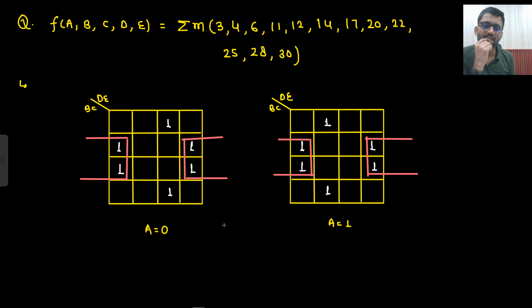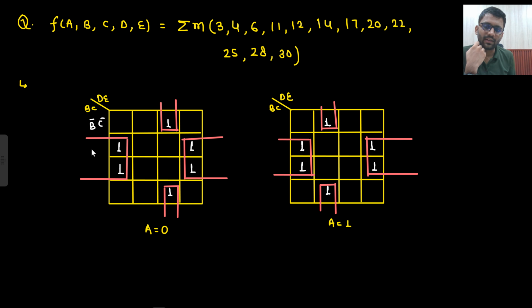This pair we are getting here. This is the pair we are getting here, this one, right? And in the other one, this is the pair we are getting, right? This pair. Okay, let's write down the numbers.